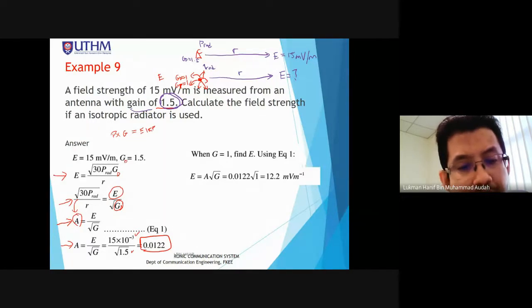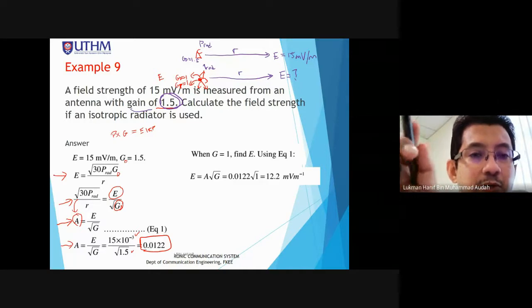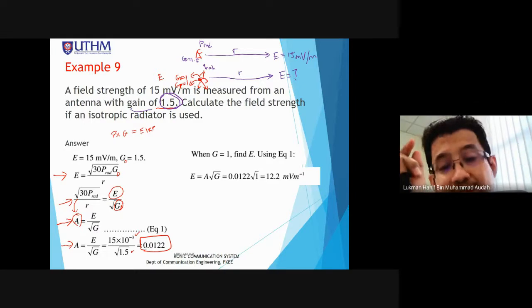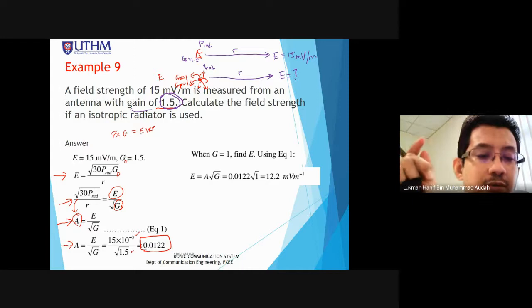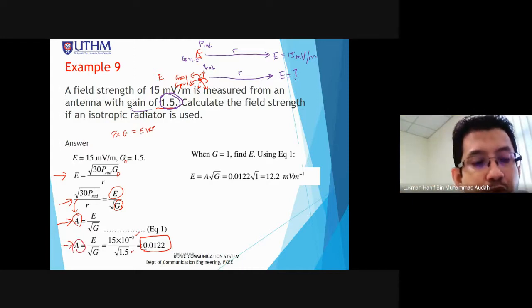Okay, so kalau kamu lihat di sini bahawa apabila kita switch antena daripada real antena kepada isotropic antena, apa yang kita perlu faham bahawa kedua-dua antena ini mestilah menggunakan power yang sama dan kita nak mengukur semula pada jarak yang sama. Okay, so parameter A ni boleh kita gunakan untuk mencari nilai E field bagi isotropic radiator.